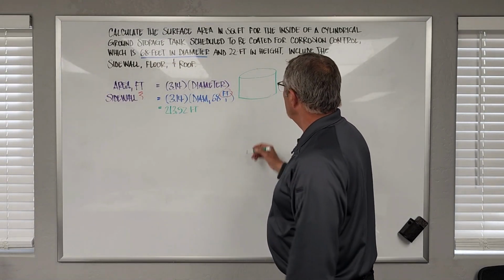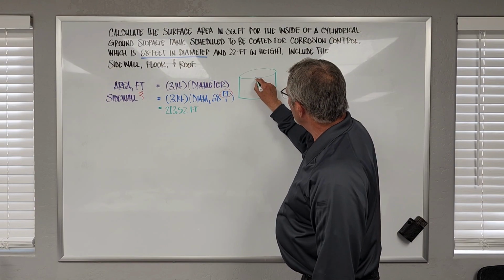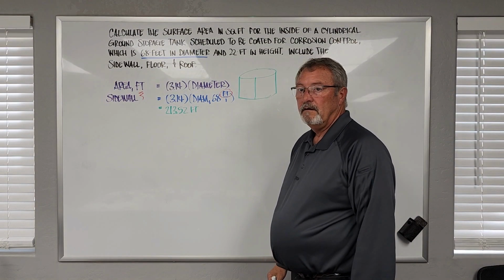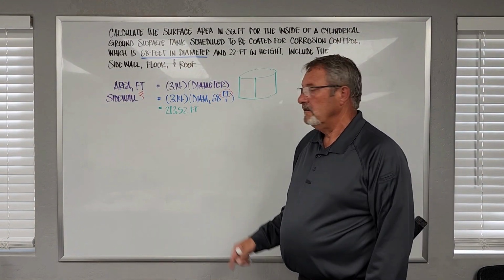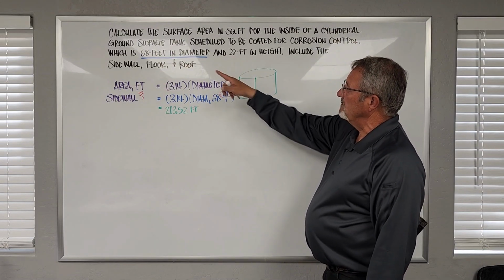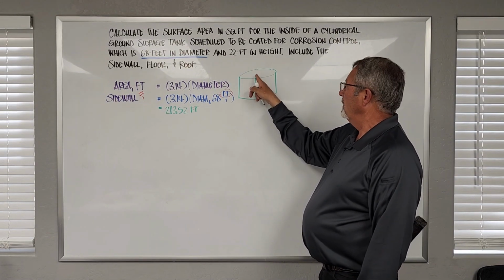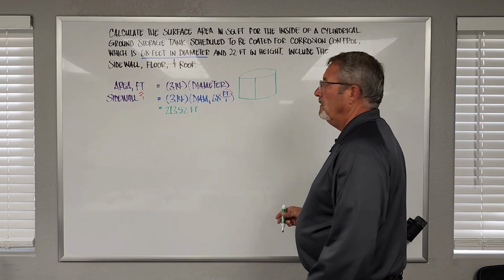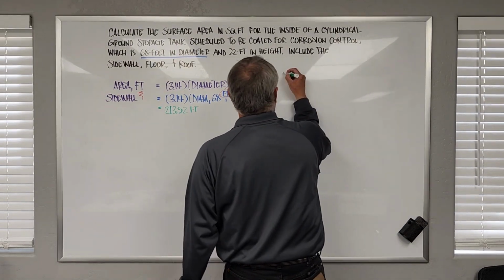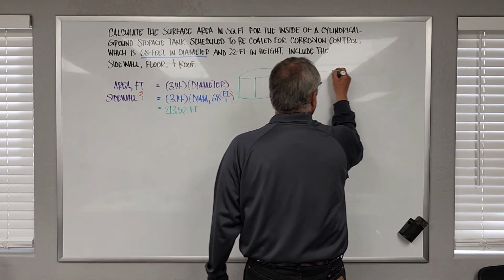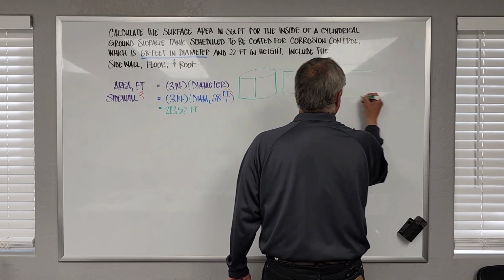So what if I took this sidewall and I cut a line right through here? Let's say I had a big saw and I went up to the 68-foot diameter tank and I cut a line right down the center. And then I took that sidewall and I laid it out flat on the ground.